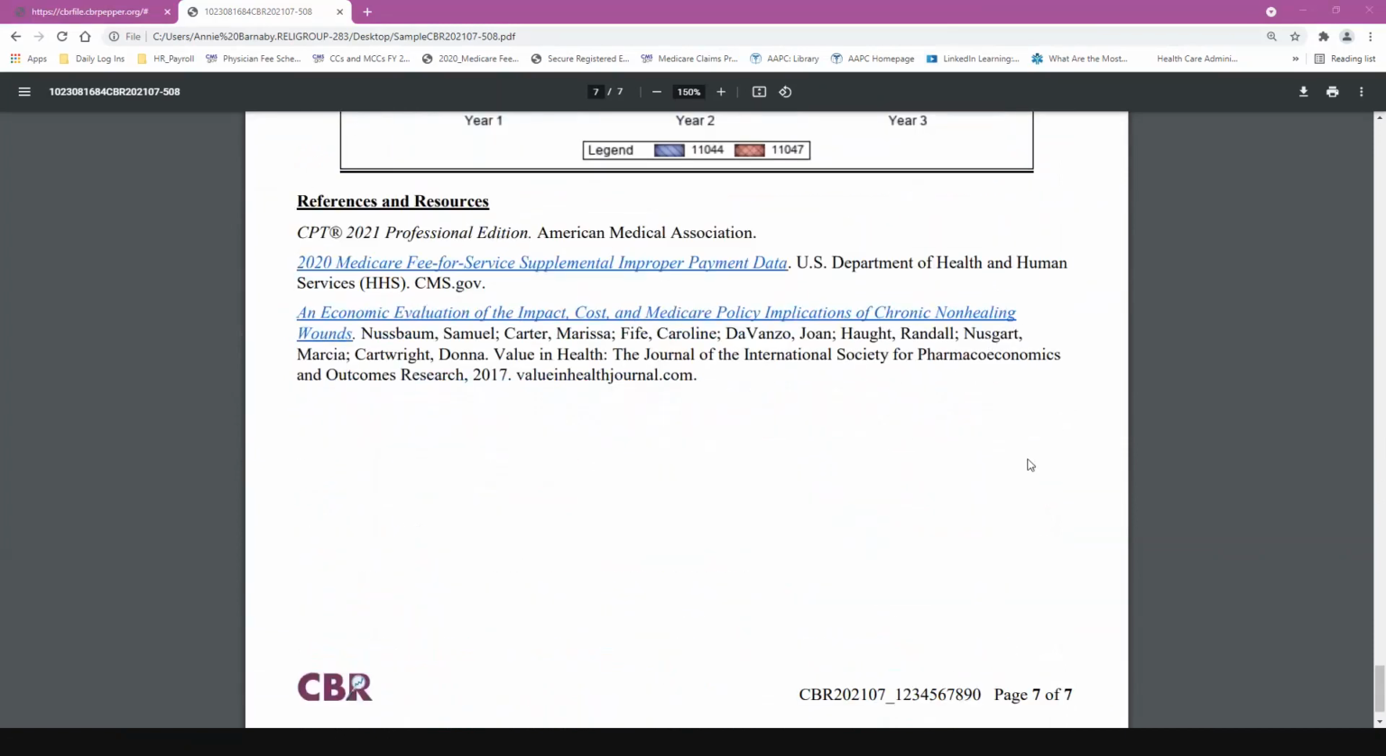Finally, the References and Resources section lists reports and documents used for the creation of the CBR and those created to help you as you have questions about this CBR.